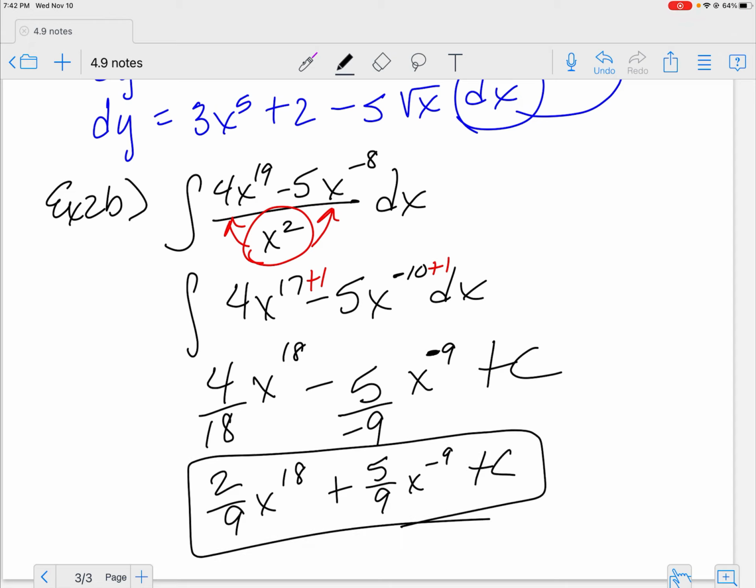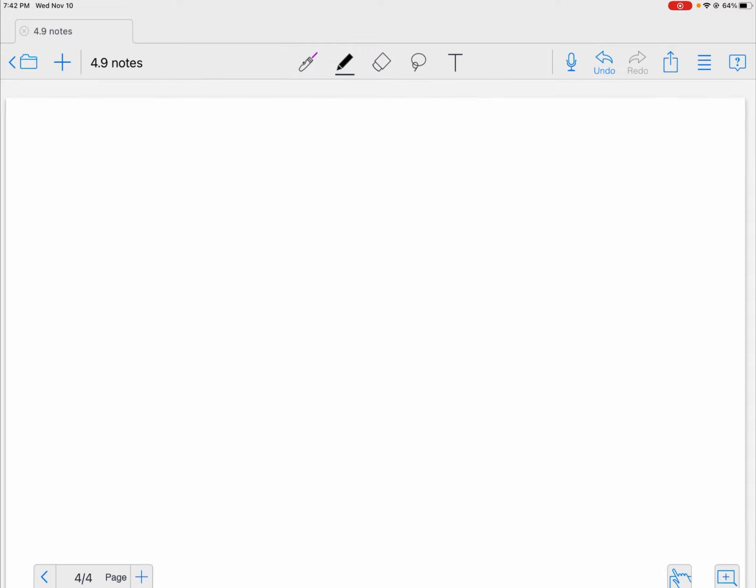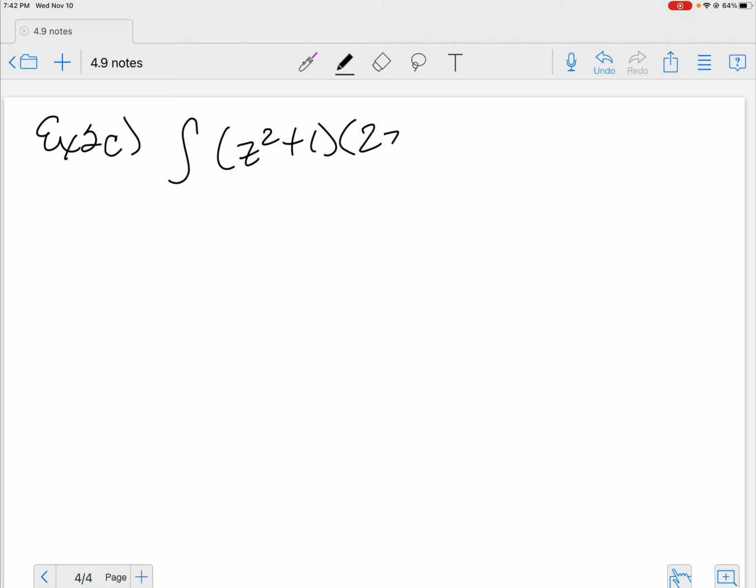And you can go ahead and just leave that negative exponent. There's no reason to change that to a positive. And putting it in the denominator doesn't do anybody any good. Just leave it like that. Cool. Let's try one more here. We have example 2c, where I'm going to integrate z squared plus 1 times 2z minus 5. And what's my differential going to be on this? dz. Yes, because that is the variable that we're using.